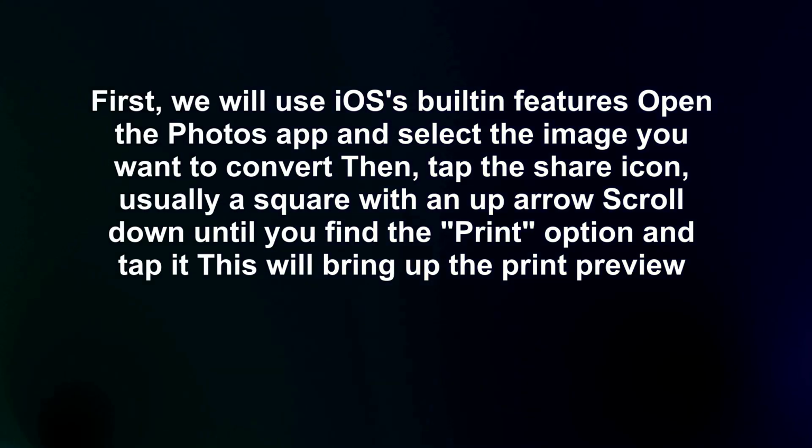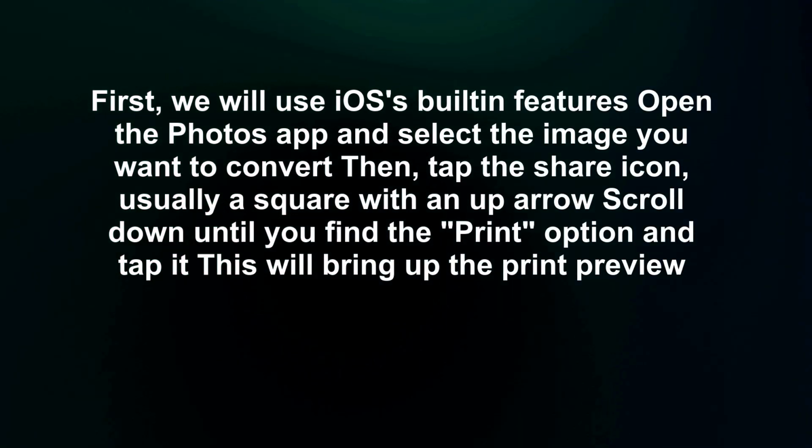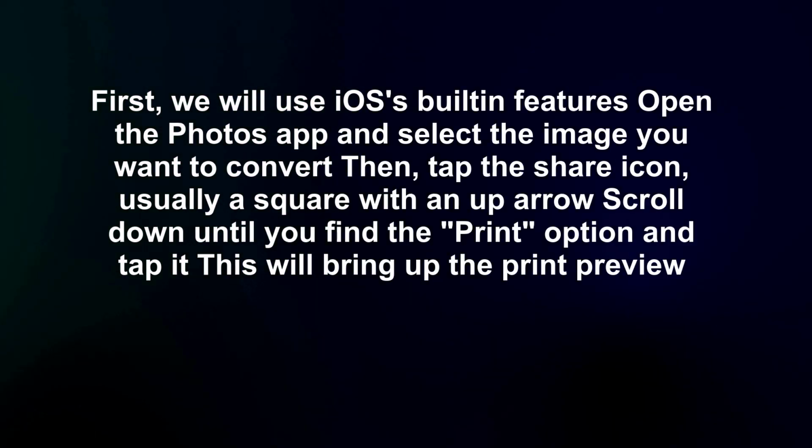Open the Photos app and select the image you want to convert, then tap the share icon, usually a square with an up arrow. Scroll down until you find the print option and tap it. This will bring up the print preview.